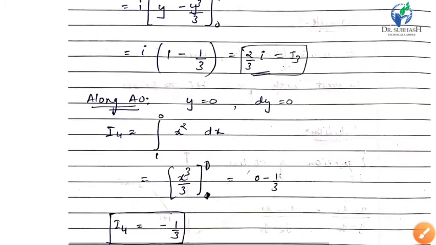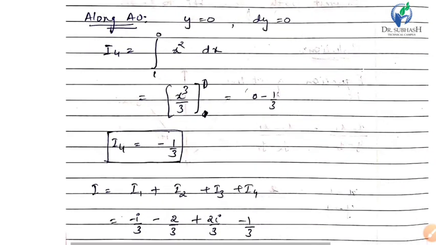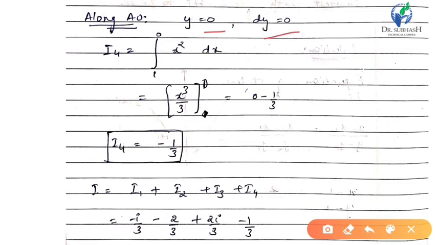Okay. Now last, I will take along AO, that is the x-axis. So at the x-axis, y is equal to 0. If y is equal to 0, then dy will be equal to 0. I will put that in f of z, that is our function, real part of z square. So y is 0, and only x square will be left. And in dz equal to dx plus i dy, the dy term will be 0, so only dx will be left.